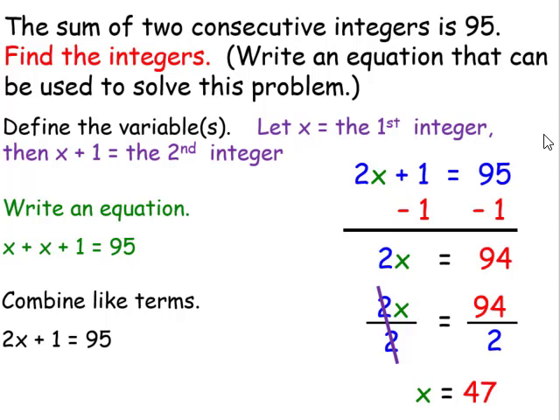47 is not the answer. They wanted us to find the integers with an s, meaning we have more than one. X is equal to the first one. We have to add 1 to x to get the second one, which will give us 48. The answer is 47 and 48.